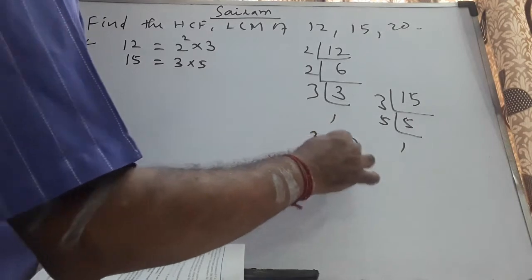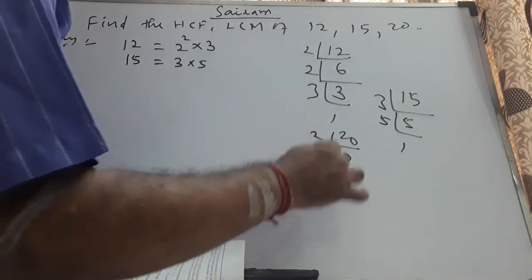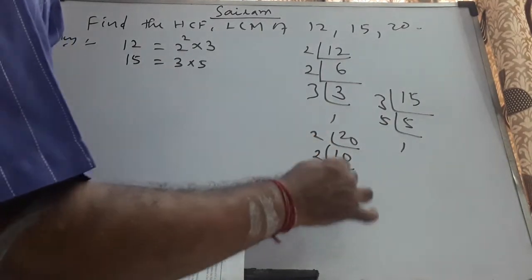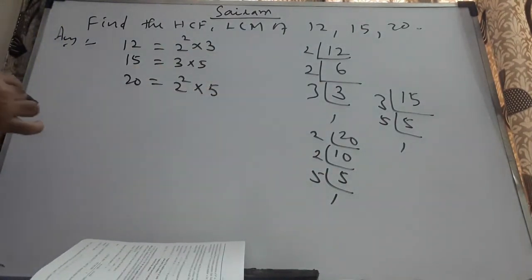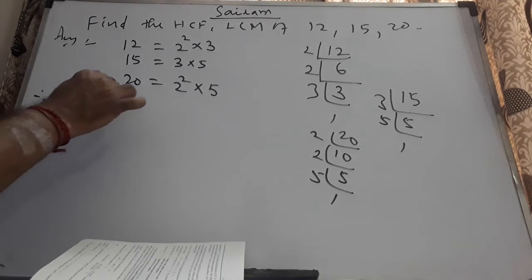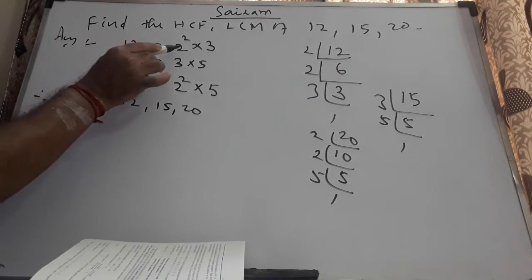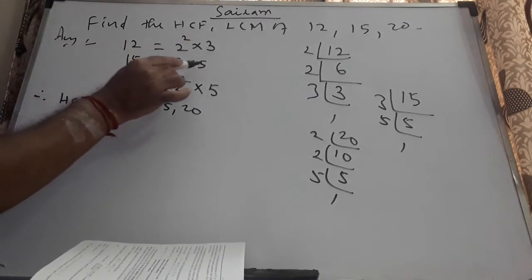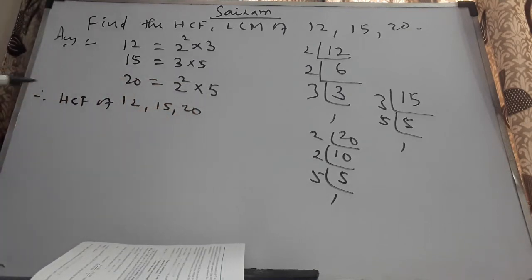Then I'll divide 20 by 2, I'll get 10. I'll divide 10 by 2, I'll get 5. Therefore, 20 can be written as 2 square into 5. Now, listen carefully. Therefore, HCF of 12, 15, 20. Here 2 and 3 are factors, here 3 and 5 are factors, here 2 square and 5 are factors. Out of the common factors, I should write only the factors with least power. I already told you.